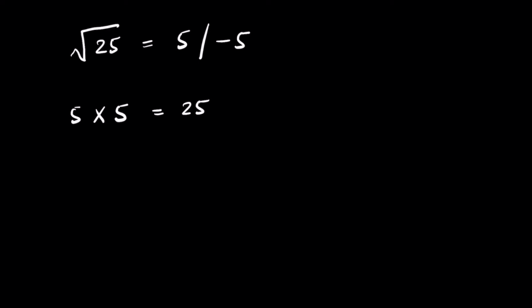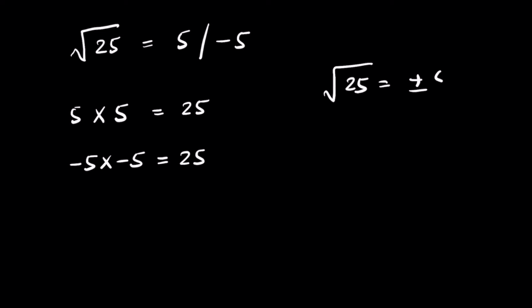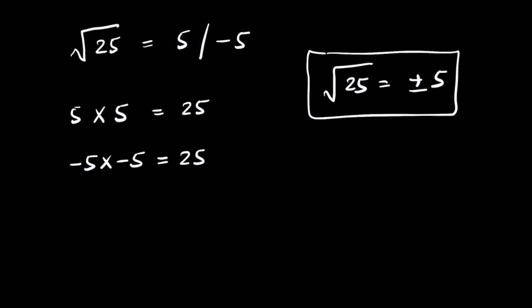When you take the square root of 25, it can be 5, and it can also be negative 5. Why is that the case? Try multiplying 5 with itself, you get 25. Try multiplying minus 5 times minus 5, you still get 25. So the square root of 25 can be plus or minus 5. This is the understanding whenever you take the square root of a number, especially a perfect square.